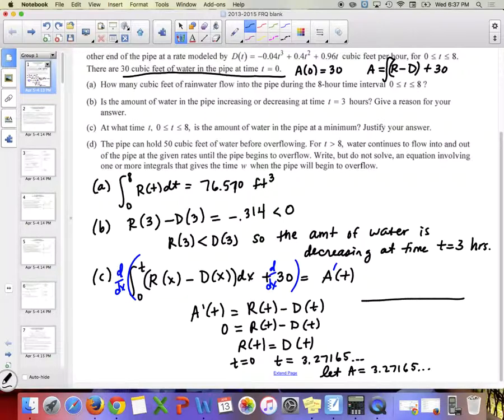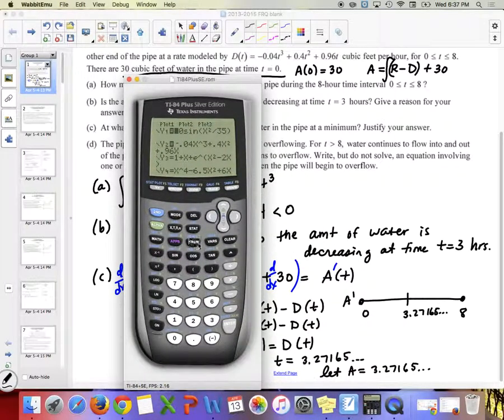And then typically I do a little test. I'm on the interval 0 to 8, thinking about A prime. I have critical values at 0, but also 3.27165, and I'm going to test in each interval. If I test, let's say, 1 into A prime, that's r of t minus d of t. So what is r of 1 minus d of 1? We would need to find that. I'm doing second enter, clear, until I get that y1 minus y2. So I'm going to plug in 1 for these.